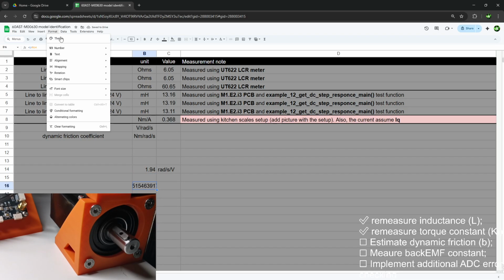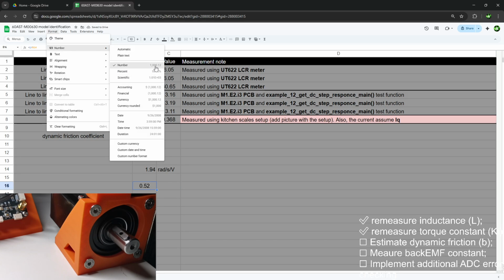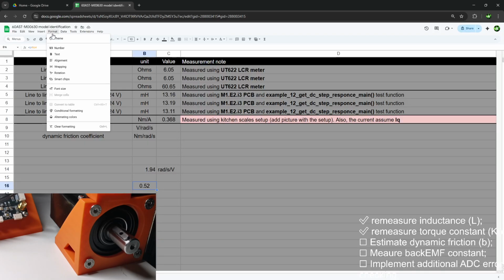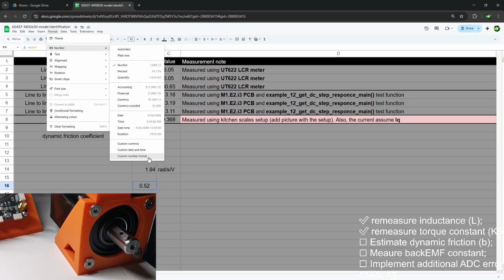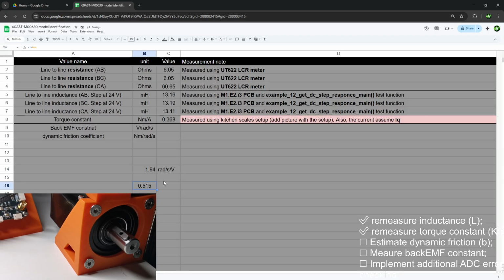And let's change the format to text. No, format number. I would like to have more numbers, please. Custom, no, not currency, but custom number format, and I need one more zero. Right, looks good enough. And this is not even close.